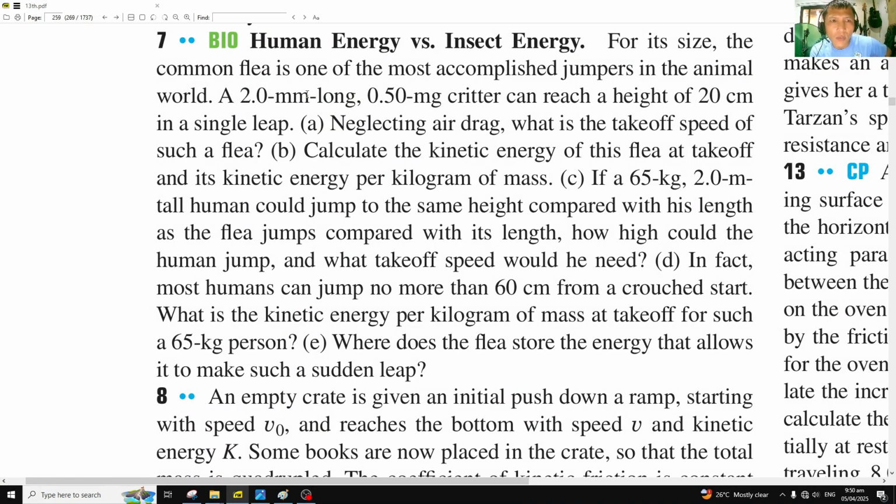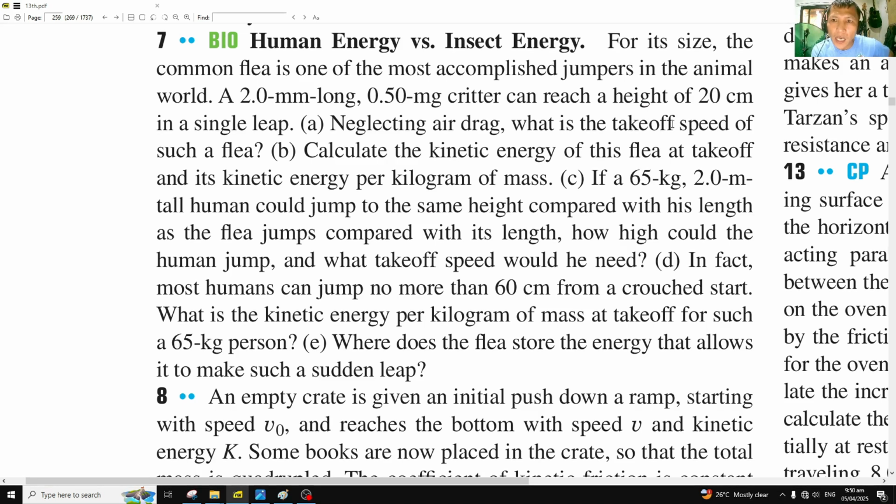For its size, the common flea is one of the most accomplished jumpers in the animal world. A 2 millimeter long, 0.5 milligram critter. So, this is the flea, an insect. The critter can reach a height of 20 centimeter in a single leap. Neglecting air drag, what is the takeoff speed of such a flea?